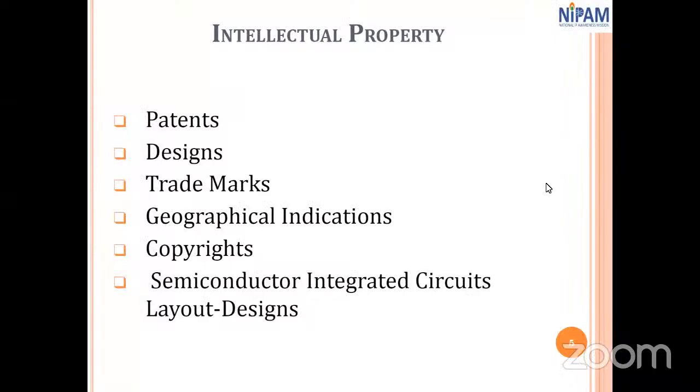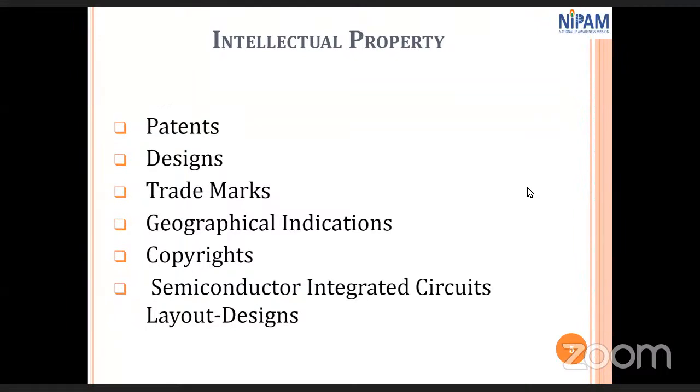So these are different types of intellectual property. So this is patents, designs, trademarks, GI, copyrights, and there's something known as SICLD also, which is semiconductor integrated circuits layout design. So if you are from an electrical background, this SICLD would come under that. This work talks about integrated circuits layout and design, etc.